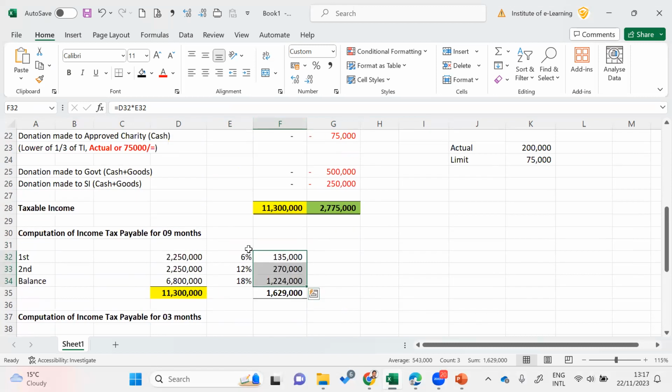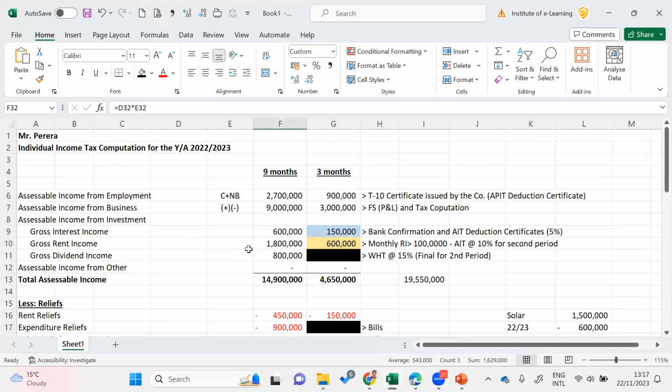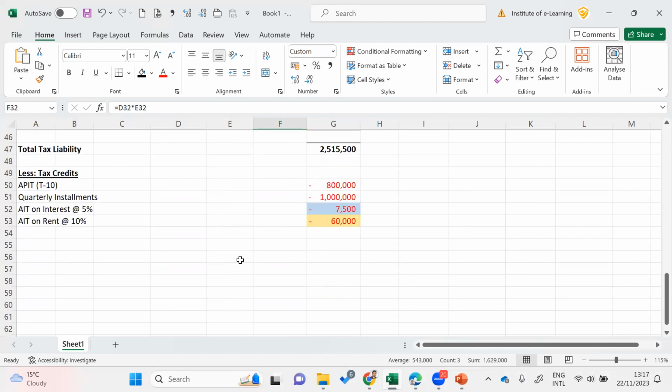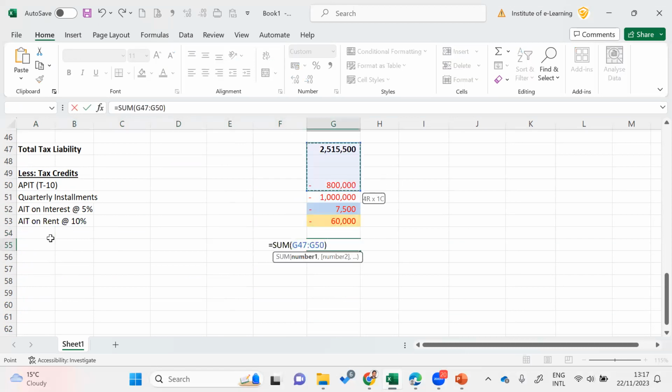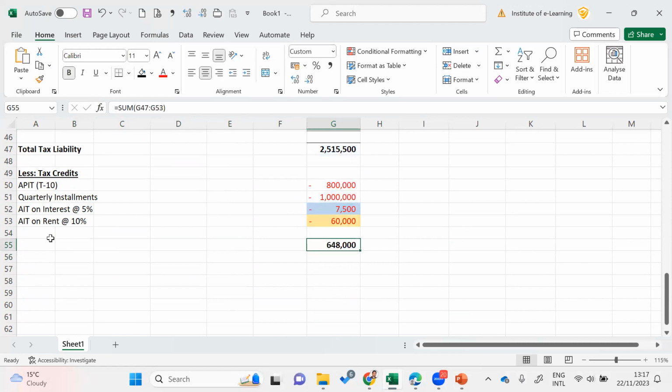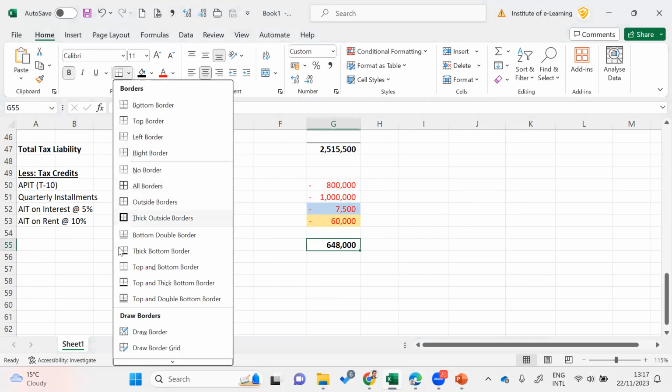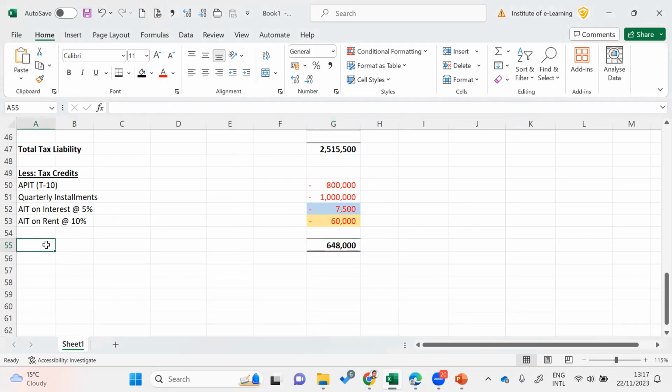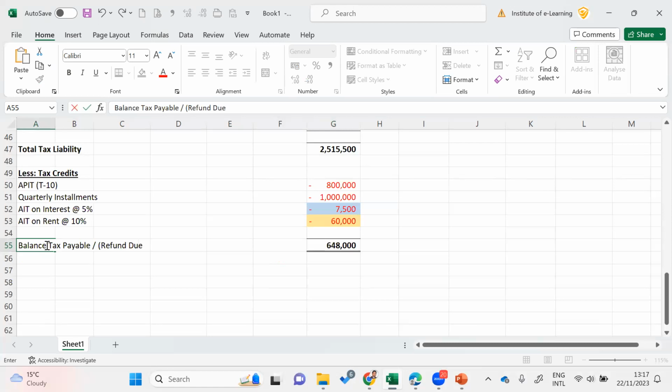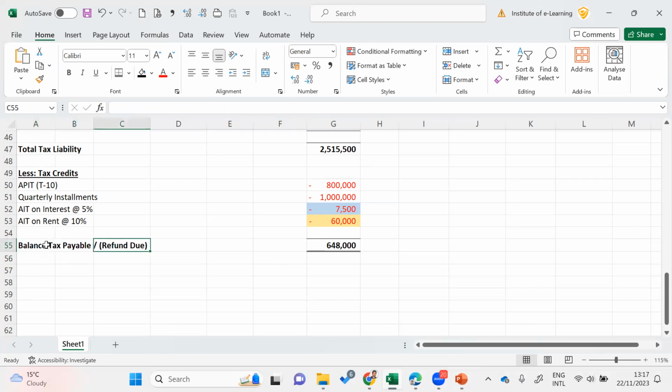Right, those are all the credits we have taken up to now. Then if you have any refund from the previous year, you can set it off, if any. Other than that, we don't have anything. Here we call it the balance income tax payable, or refund due.